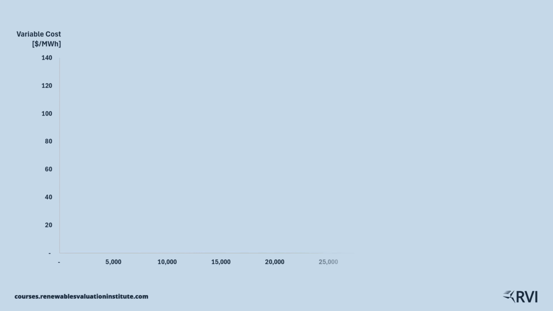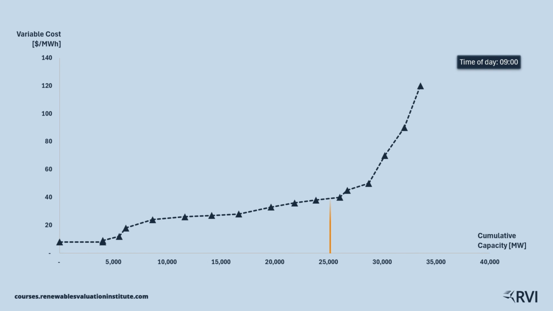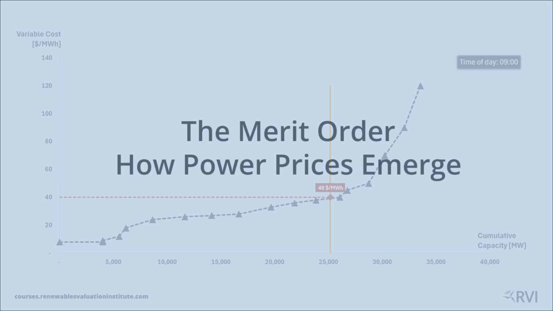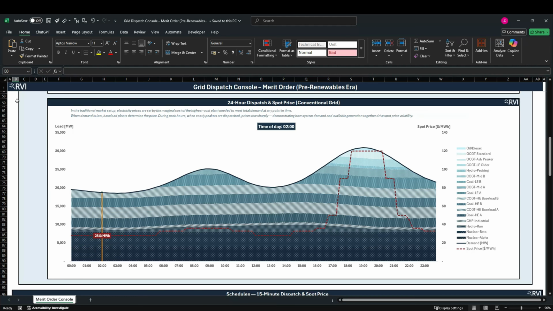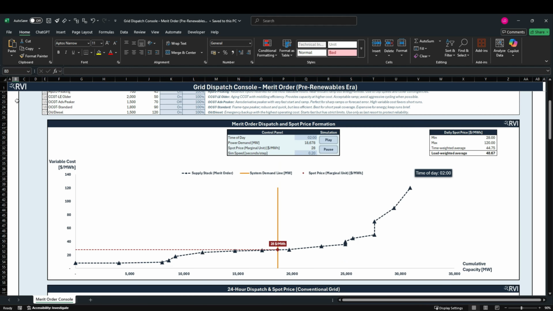Have you ever wondered why electricity prices jump at dinner time, or why they sometimes even go negative? It all comes down to one simple concept: the merit order. In this lesson, I will show you exactly how the merit order works, step by step inside this interactive Excel model.